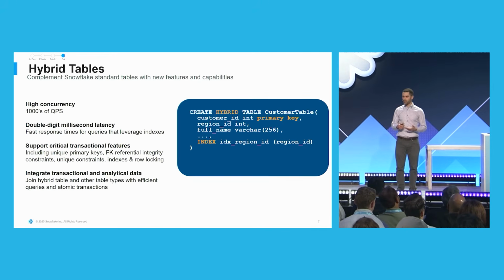They also add support for critical transactional features like unique constraints, and again, critically, row locking. That's what allows you to get that high concurrency DMLs on well-distributed point writes.